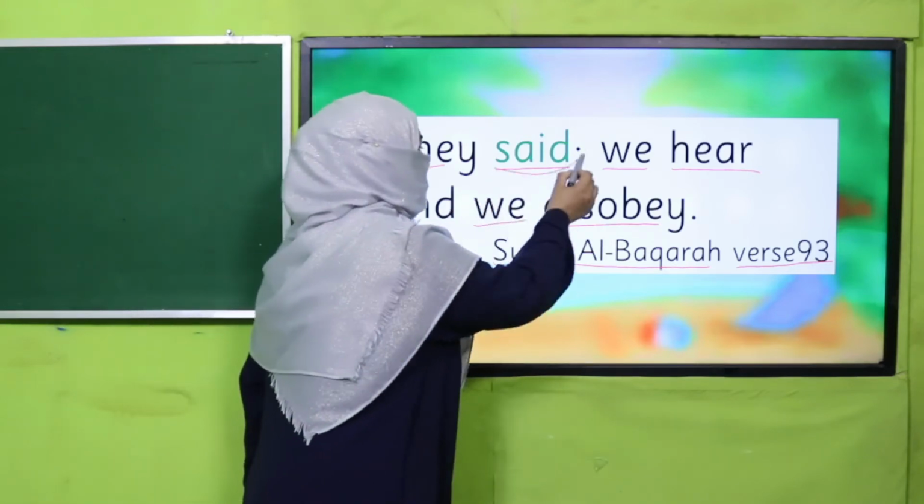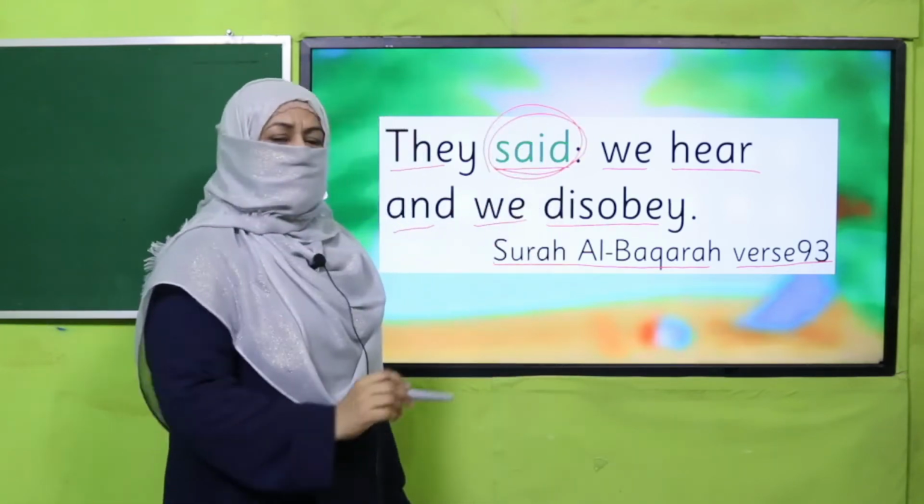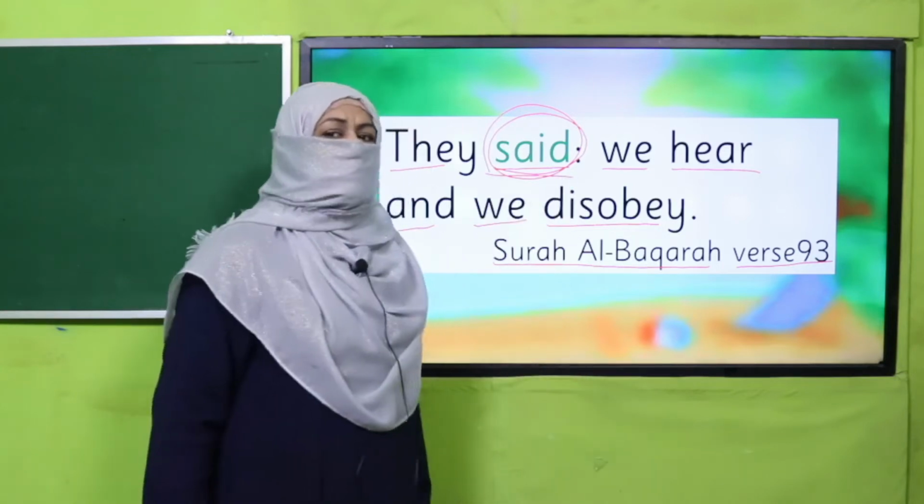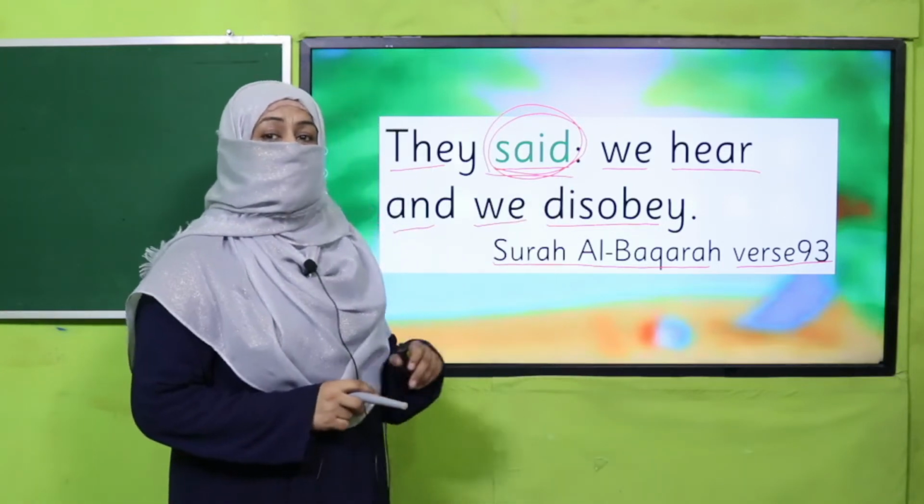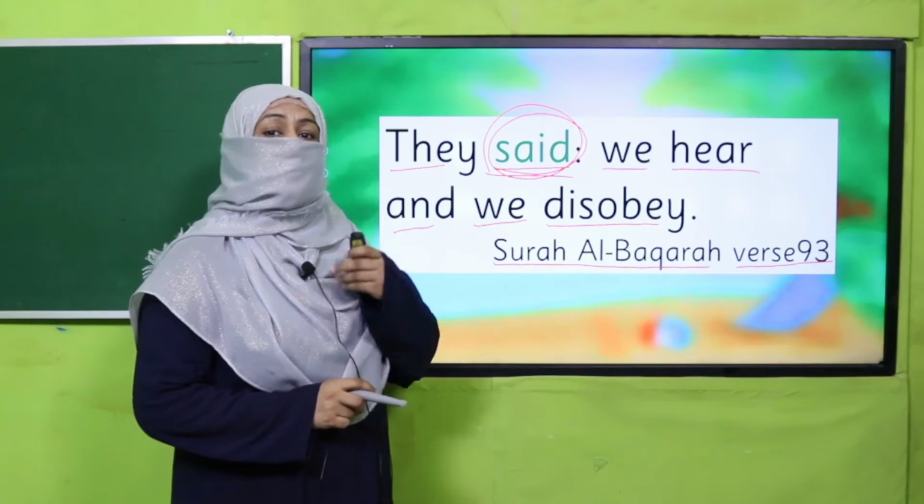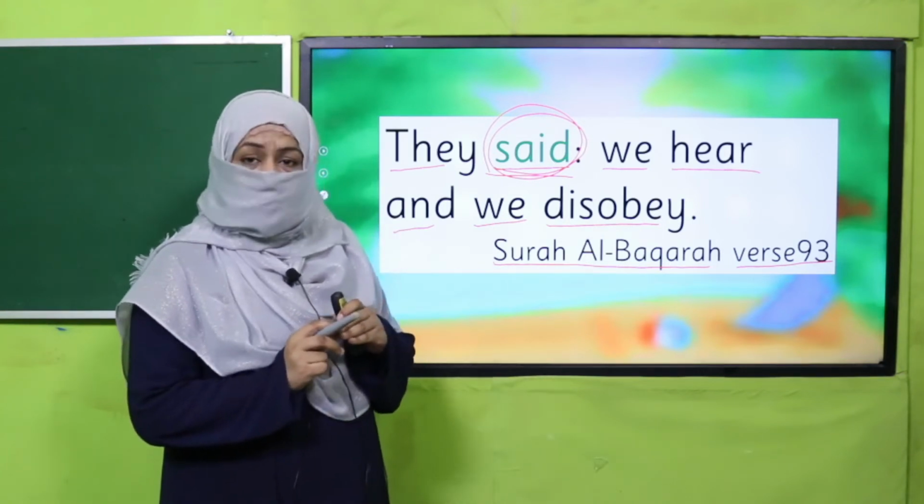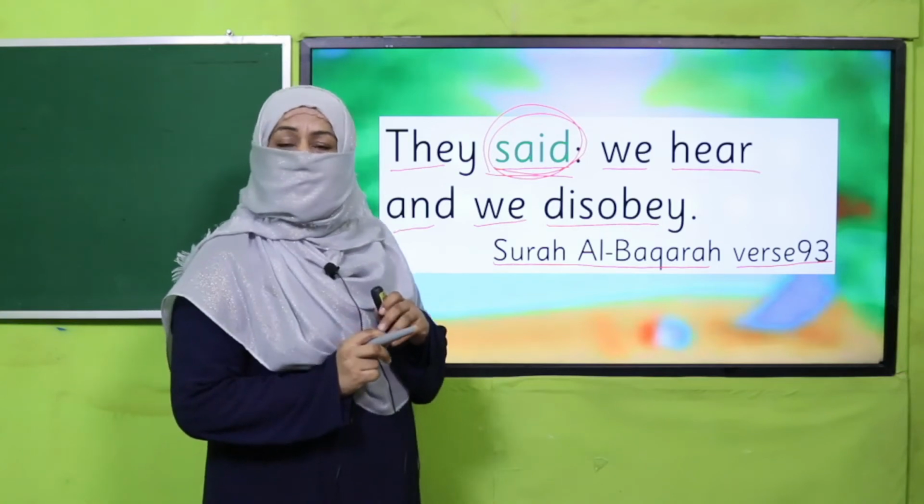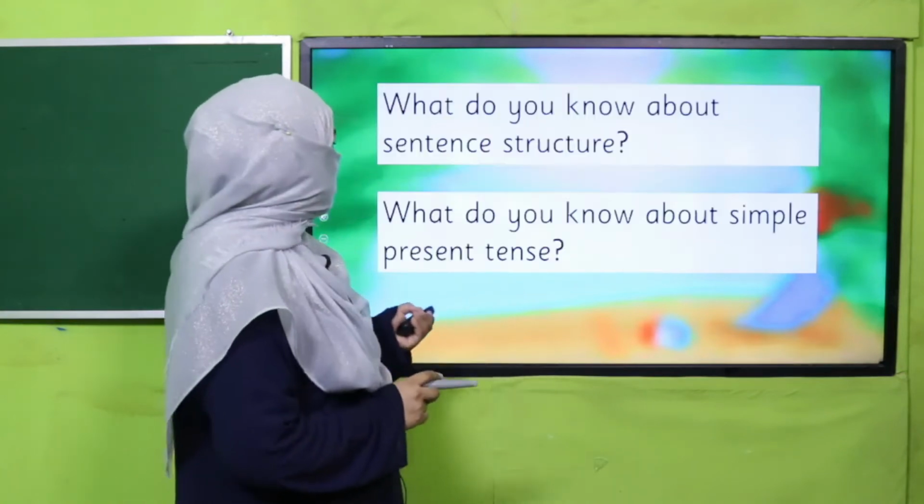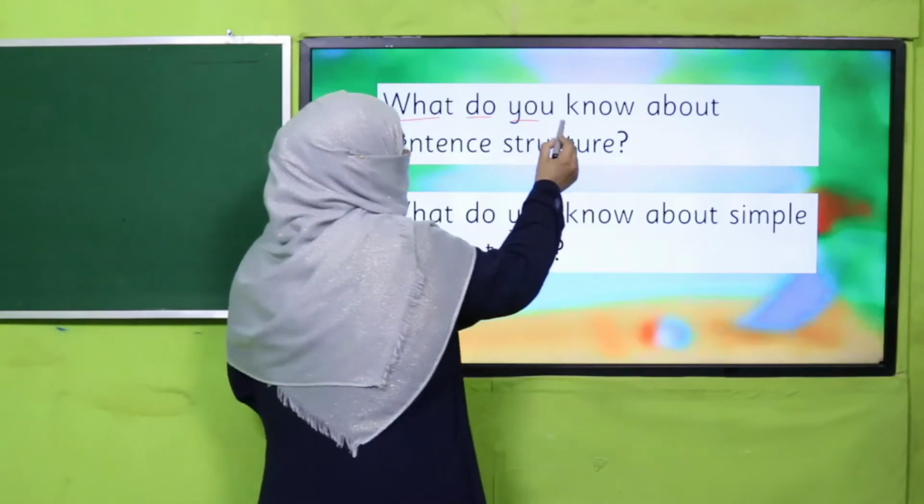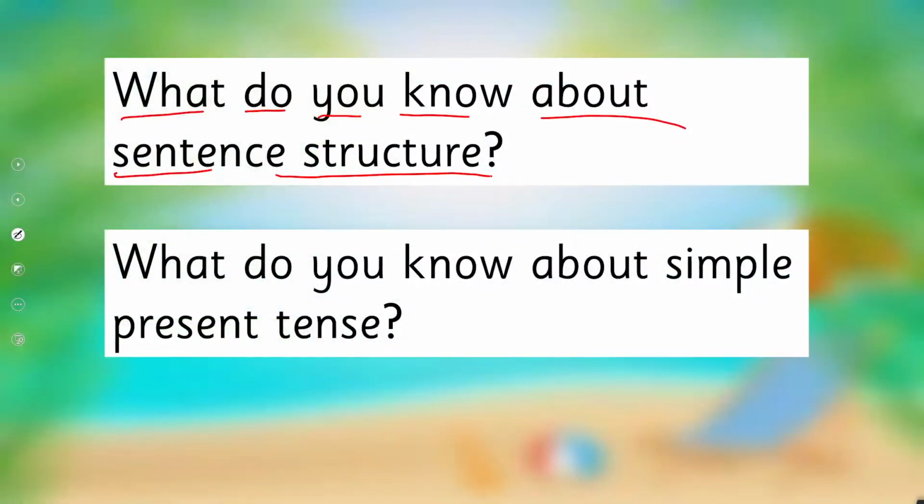So, my dear students, now look at this. They said. This is a verb. And it is telling us this action has already been done. They have done it. This is done. How do we find it and how do we do it? We'll learn today. Okay, so first you tell me, what do you know about sentence structure?